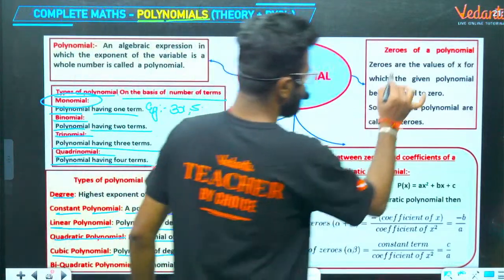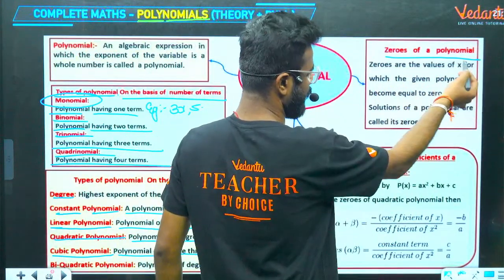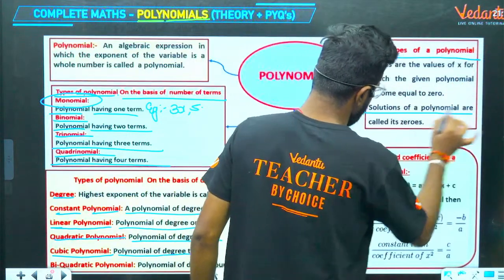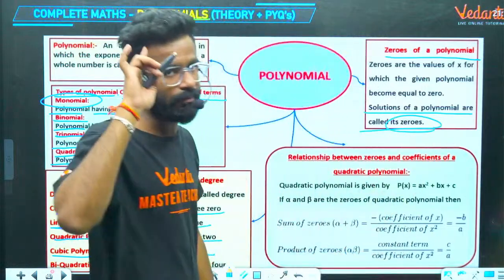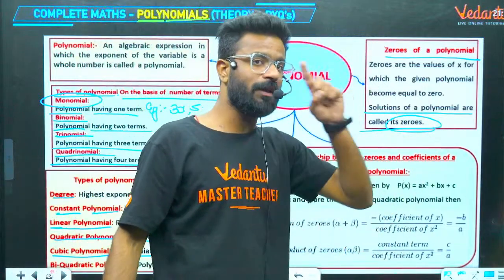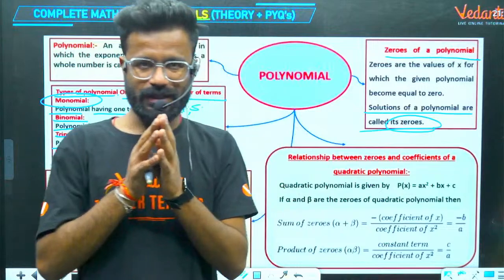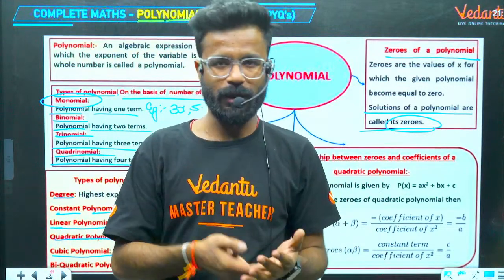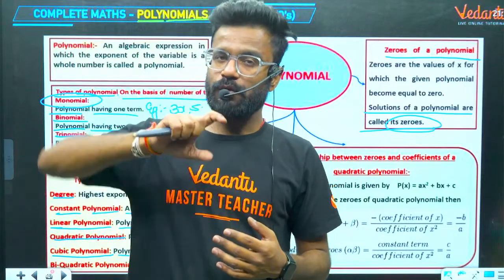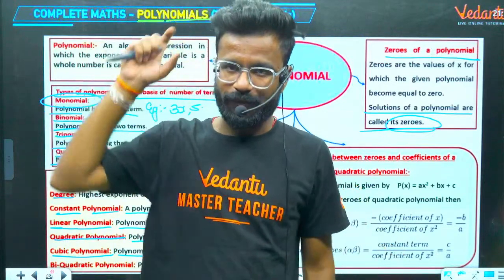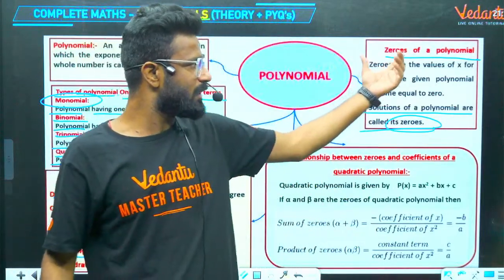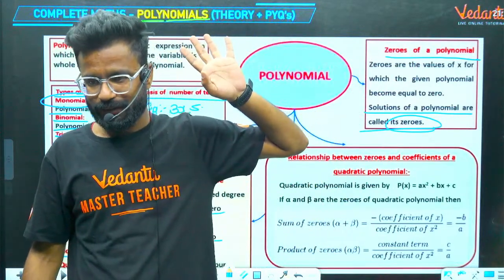Okay. Zeros of polynomial, zeros are the values of x for which the given polynomial becomes equal to 0. Solutions of a polynomial are called zeros. Always remember one thing, solution of the polynomial. If somebody gives you a polynomial, maybe a linear polynomial or a quadratic polynomial, when you solve to find the values of x, those values of x are known as the zeros of the polynomial, right?